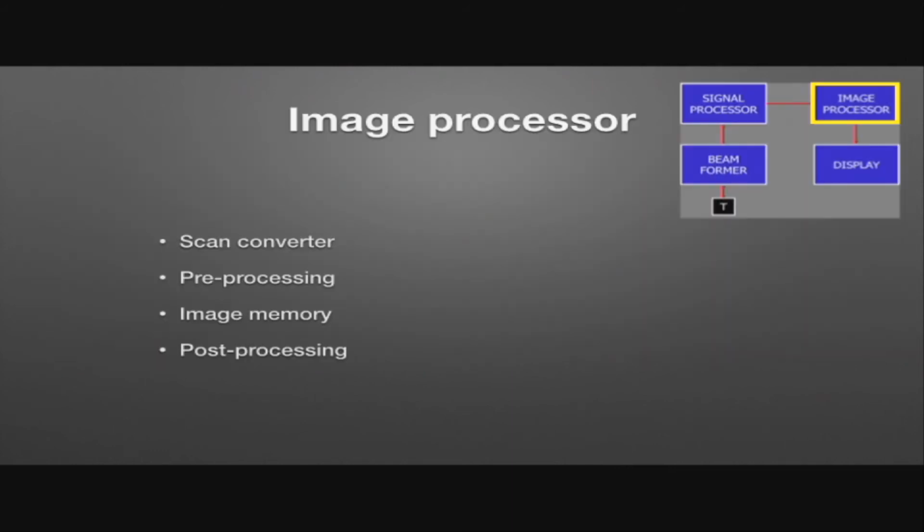So that was the signal processor. Now let's focus on the image processor. This is all about how, because the echoes are now ready to be stored and displayed, we can try and do that. There are four main areas to it.